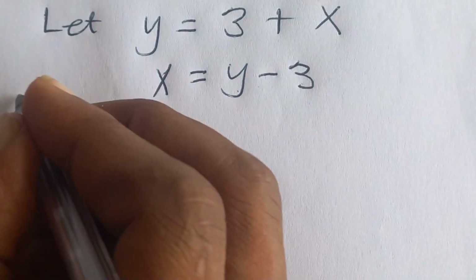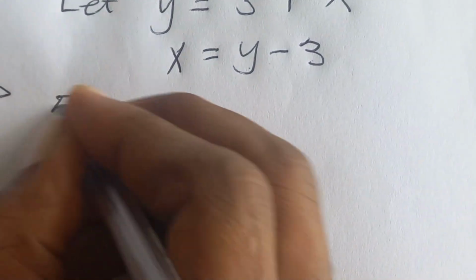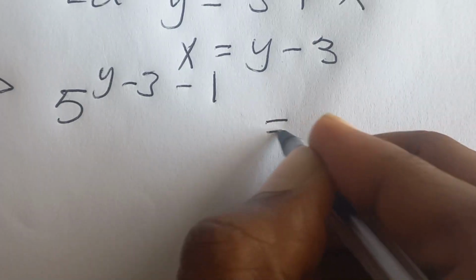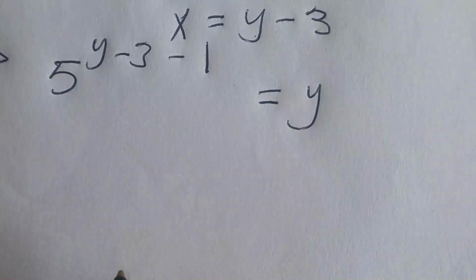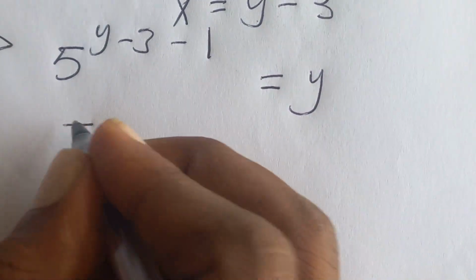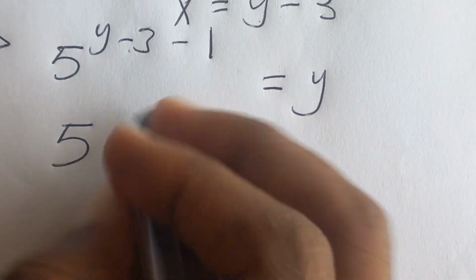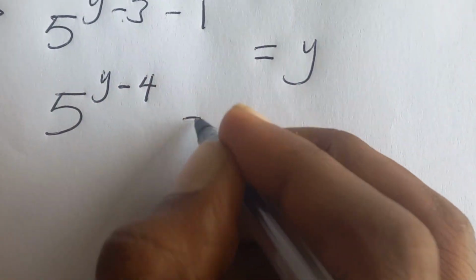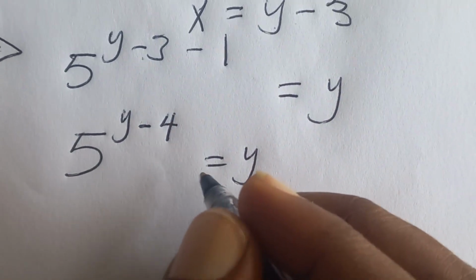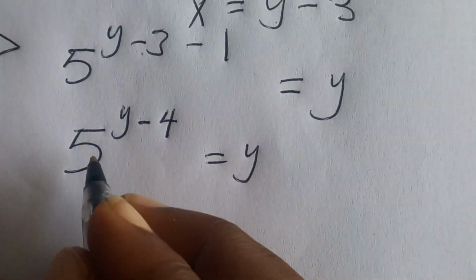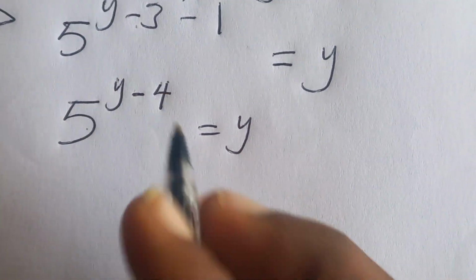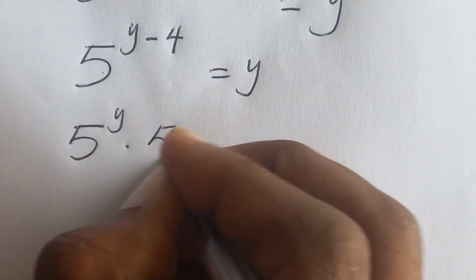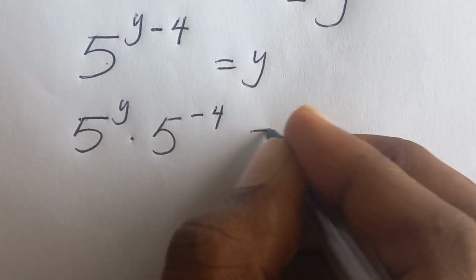So you're going to get 5 exponent y minus 3 minus 1, which is equal to y. So 5 exponent y minus 3 minus 1 is 4, which is equal to y. So now 5 exponent y minus 4, we can write it as 5 exponent y multiplied by 5 exponent negative 4, and it's equal to y.